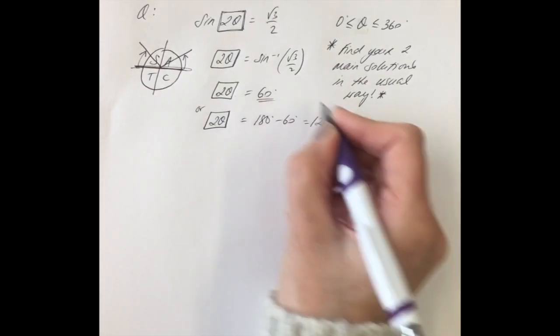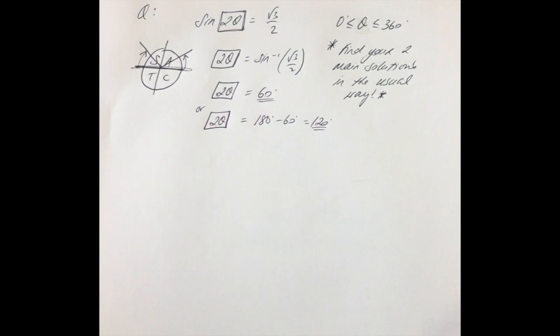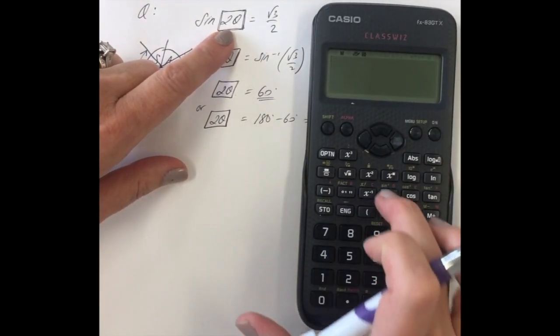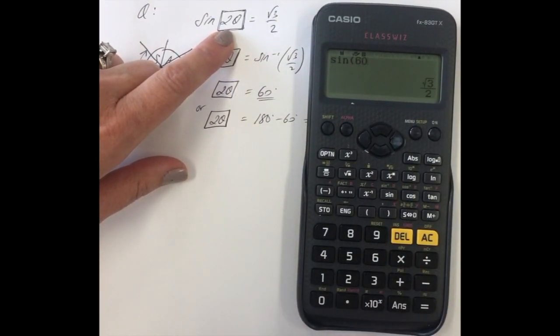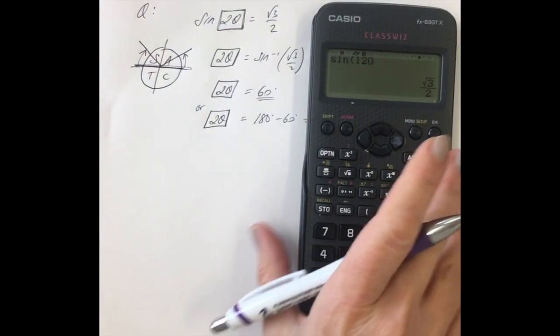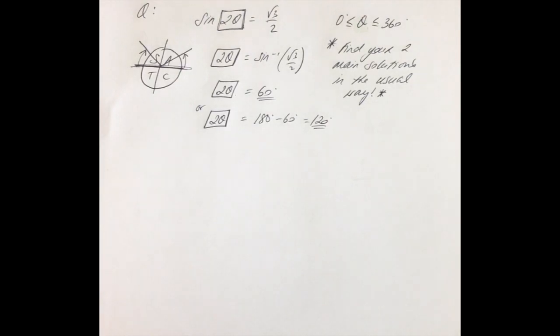Okay, so let's just double check our angle work is okay. So in other words, sine of that angle 60 is root 3 over 2, and sine of that angle 120 is root 3 over 2. Okay, so my angle work is correct.